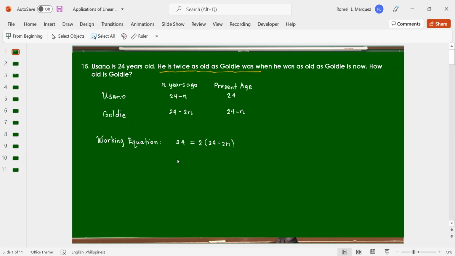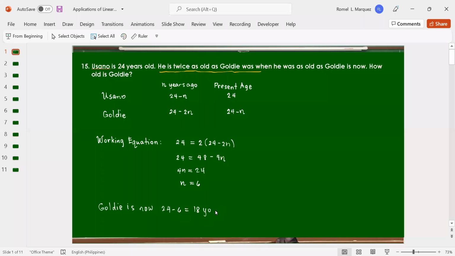Okay, guys? So solving for N here, we simplify, we distribute, that is 48 minus 4N. Am I correct, guys? So this is, I think, 24. So 4N equals 24. So what is N? 6. So it means it was 6 years ago, no? So the age of Goldie is now 24 minus 6. What is 24 minus 6? 18, sir. So 18 years old.